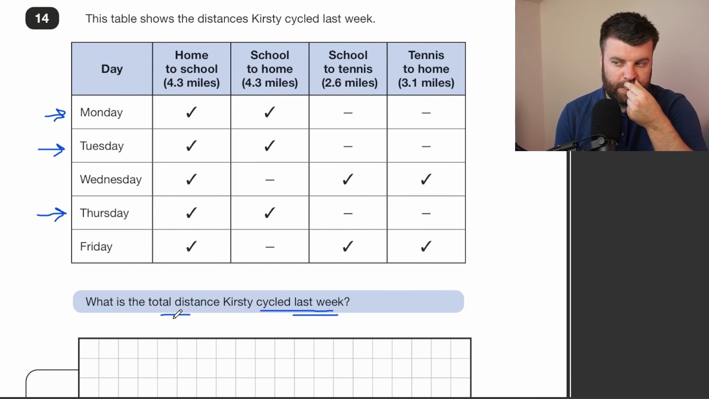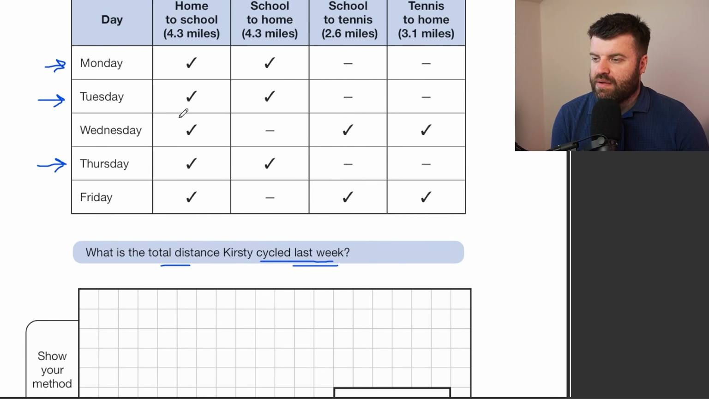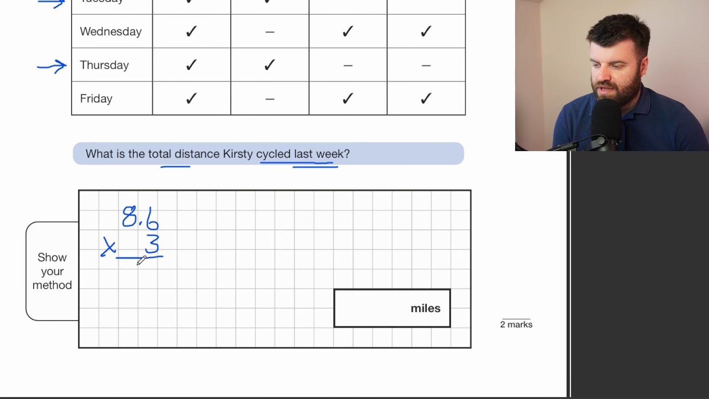I can work out Monday, Tuesday, Thursday quite simply. So I'm going to do 4.3 plus 4.3. That's going to give me 8.6. So on Monday and Tuesday and Thursday, that's 3 days. So I'm going to do 8.6 multiplied by 3.